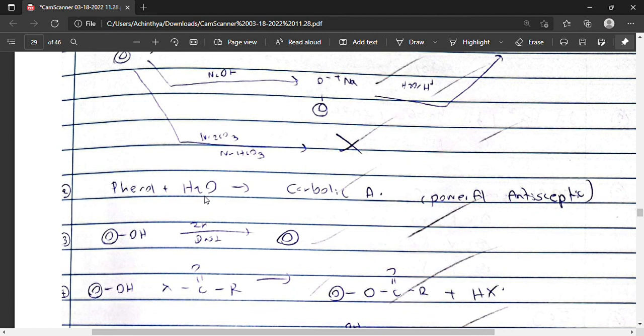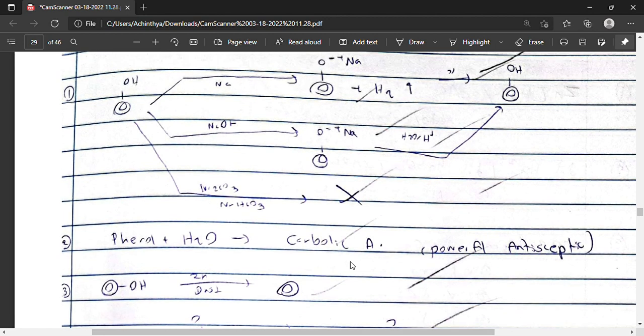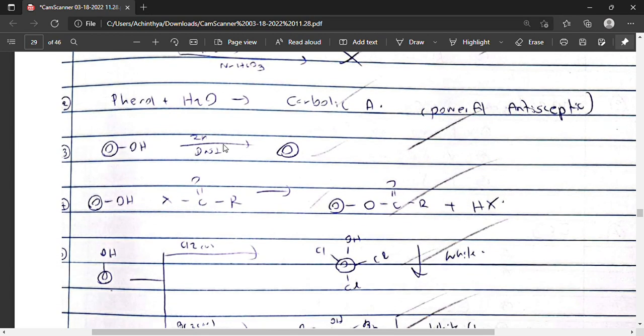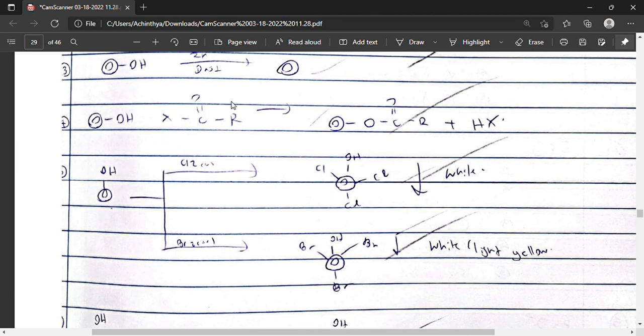Phenol reacts with water to produce carbolic acid, which is a powerful antiseptic. And phenol can react with zinc dust to produce benzene. Phenol reacts with acid halides to produce esters, because phenol is like an alcohol, and acid halide plus alcohol gives ester. So this is an esterification reaction in which we have this benzoyl ester formed. We also have a hydrogen halide being formed.